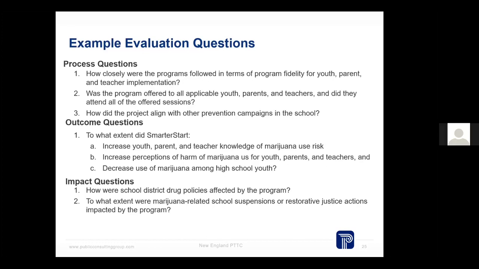Great. And then the outcomes question is, to what extent did Smarter Start meet the targeted goals and objectives? And then for impact, how were school district drug policies affected by the program, and to what extent were marijuana-related suspensions or restorative justice actions impacted by the program? So these are more bigger picture questions. Next slide.